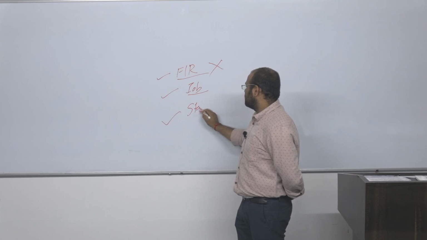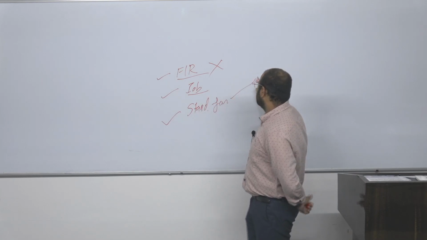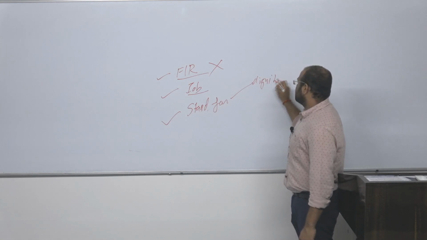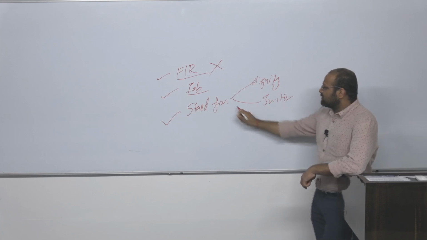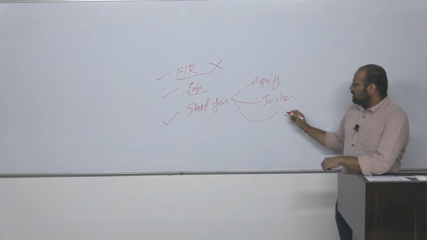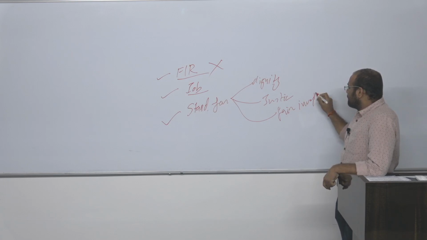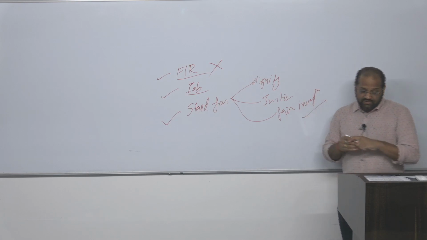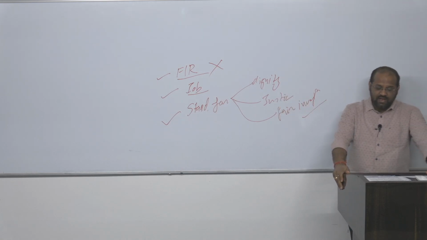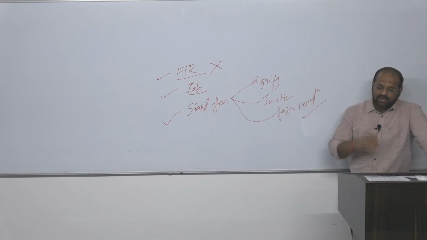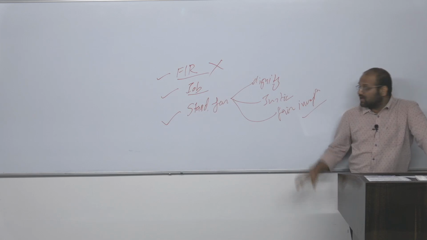Third, ultimately what she has to do? She has to stand for her dignity. Stand for justice. She must stand for a fair investigation. So this she must do. She should stand for her dignity, justice, fair investigation. She should demand an ICC, that is the Internal Complaints Committee under the POSH Act, in that particular company.